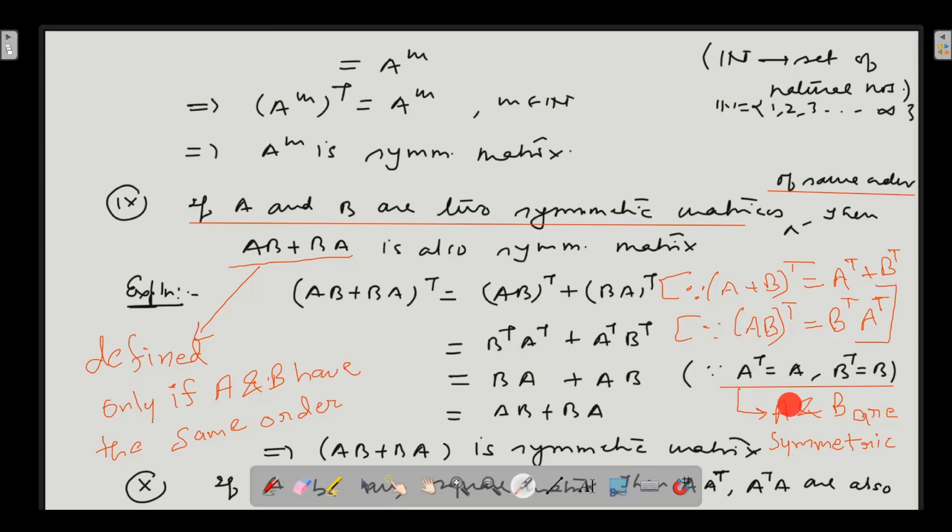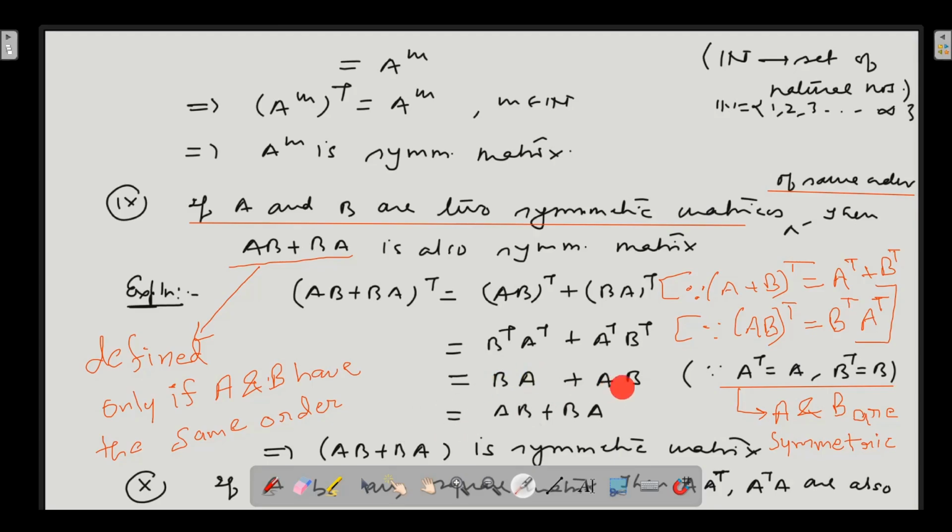Now we already know that A and B are symmetric. So A transpose will be equal to A, so replace A transpose with A. And B transpose is equal to B because B is also symmetric, so B transpose will be replaced by B.